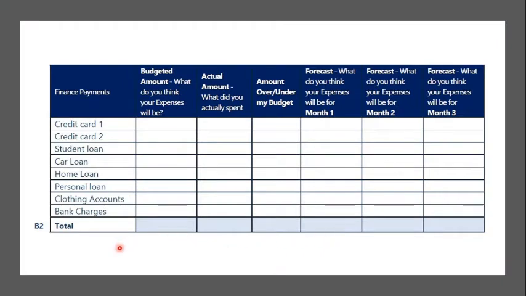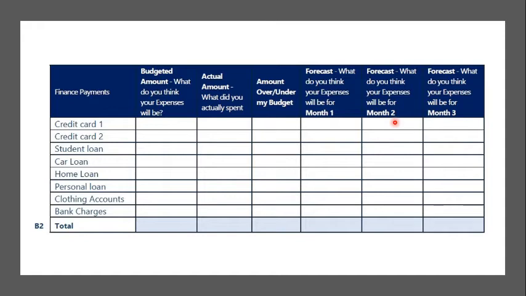If we go to our finance payments, you'll see the same columns apply, and notice that we have a B2 here. Credit card 1, if you have it. Budgeted amount is what did I plan to pay for credit card 1? Actual amount. What did I really spend? Remember, actual and month one will always be the same. So is that amount over or under between planned and actual? Now again, month two and month three forecast. You must show a difference there, please.